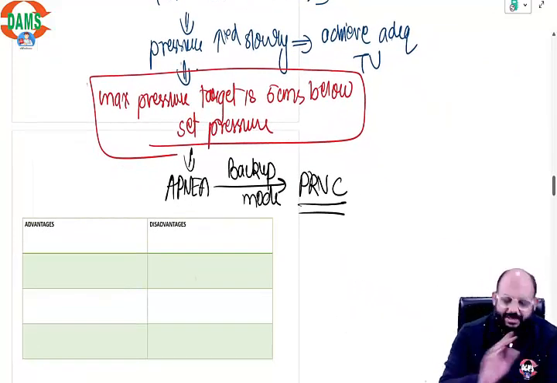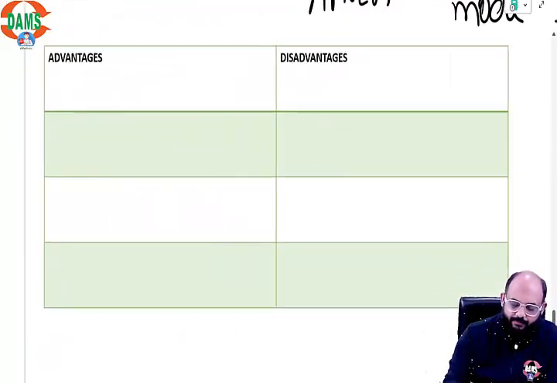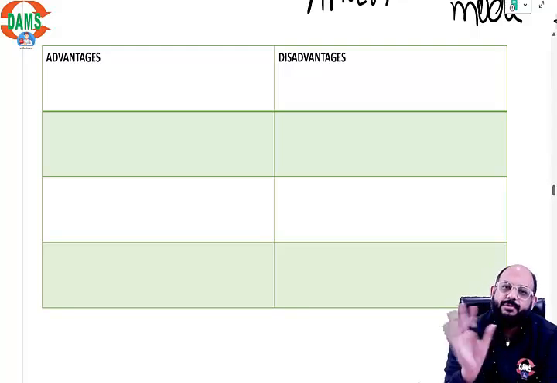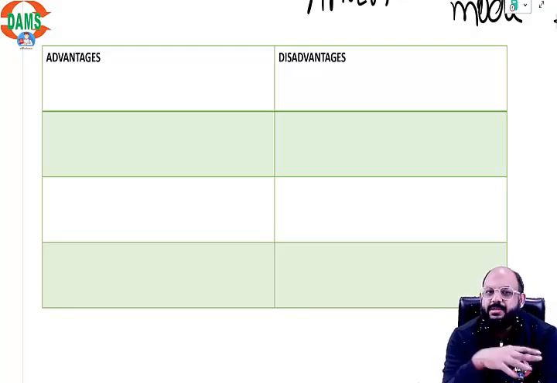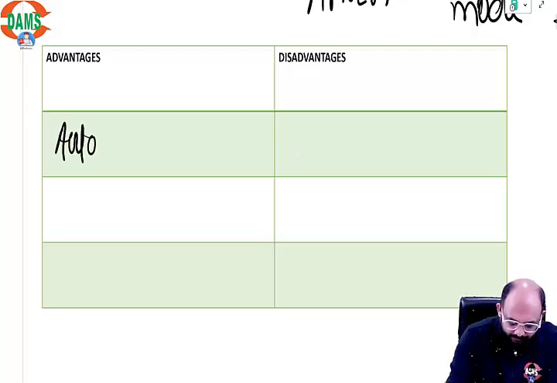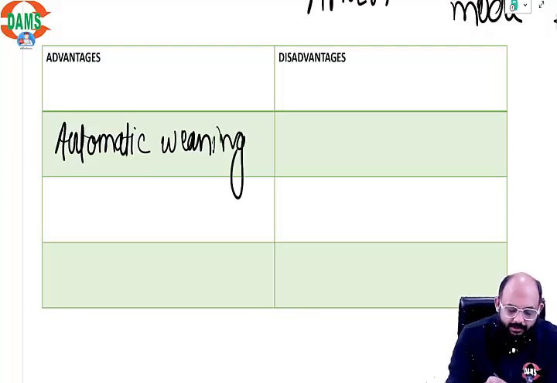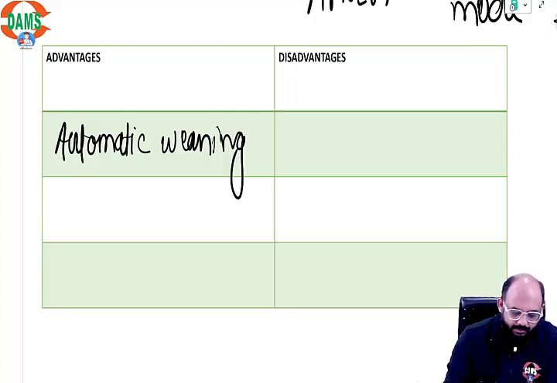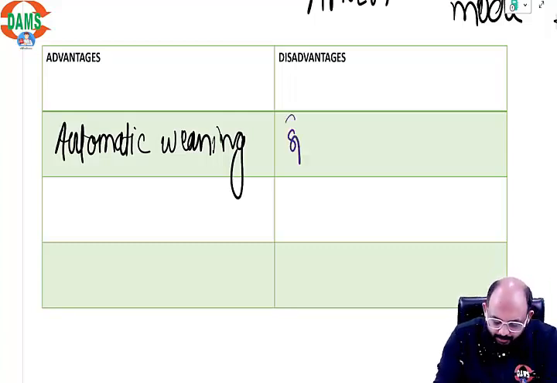Okay? Very simple. Volume support ventilation. I don't think you will ever get confused in volume support. Just remember pressure support and change pressure to volume. Advantages: automatic weaning. You don't have to do anything. As the patient keeps improving, the ventilator will keep on decreasing the pressure supplied in the breath, and therefore the patient will start weaning off. Okay? Automatic weaning. Disadvantage is that it's a spontaneous mode.